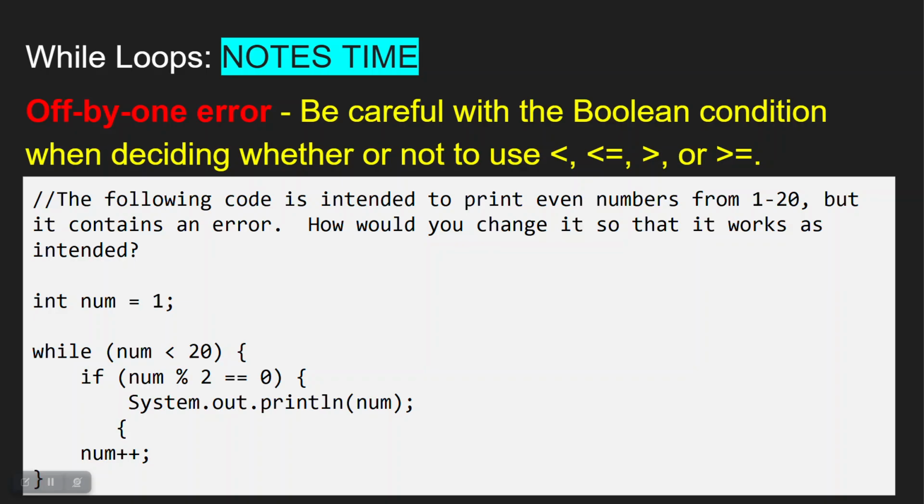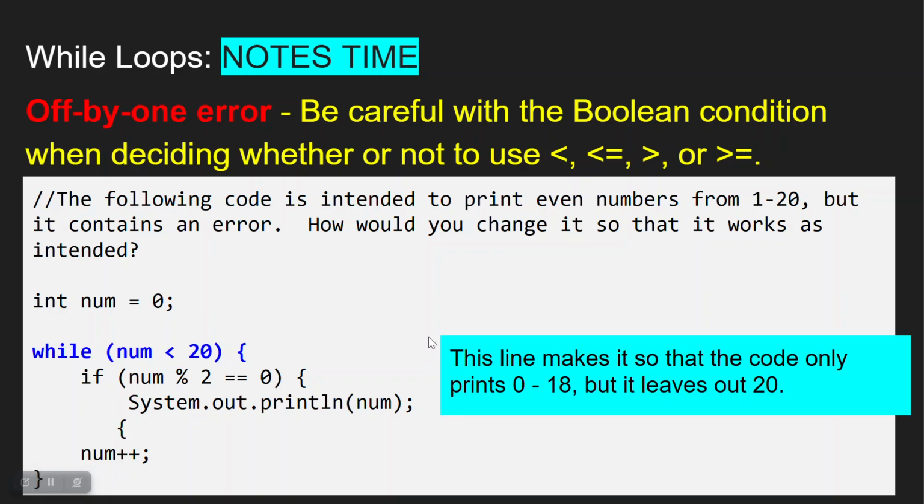All right, so I'm going to assume you've paused the video and taken the time to work all of this out. So let's go ahead and work through this. Again, it's intended to print the even numbers from 1 to 20. So int num is equal to 1. And it says while num is less than 20, if num mod 2 is equal to 0, go ahead and print it. And then num plus plus, so we're going up, and that is it.